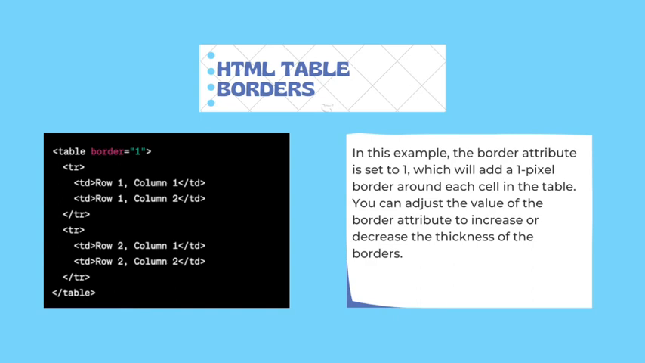So let us see the code for HTML table borders. Table border equals 1, tr, td row 1 column 1, td close, td row 1 column 2, td close, tr close, tr, td row 2 column 1, td close, td row 2 column 2, td close, tr close, and finally we are closing our table tag. In this example, the border attribute is set to 1, which will add a 1 pixel border around each cell in the table. You can adjust the value of the border attribute to increase or decrease the thickness of the border.